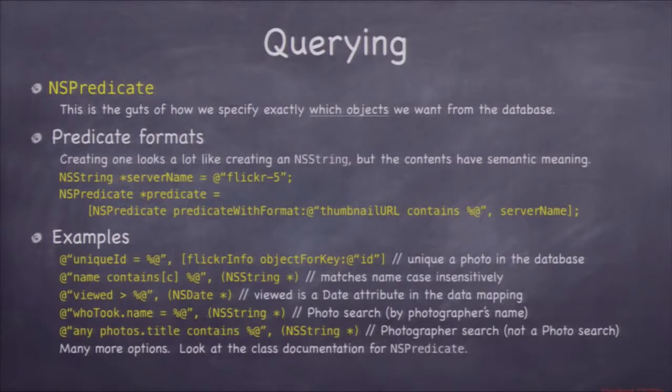And you can do really powerful searches. This would be a photographer query, so let's say I'm searching photographers. Give me any photographer where any of its photos' title contains this. That any is kind of a special thing. It means: look in the database at all the photographers, look through their photos set to look at all their photos, look at all the titles of all those photos, see if one contains this string, and if it does, return that photographer.